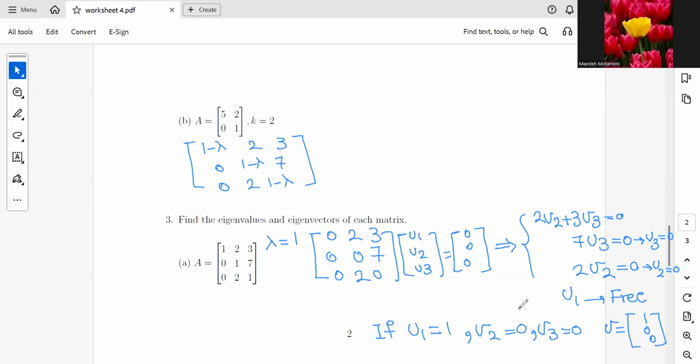Same process for the next eigenvalue. So we would change these and all these.